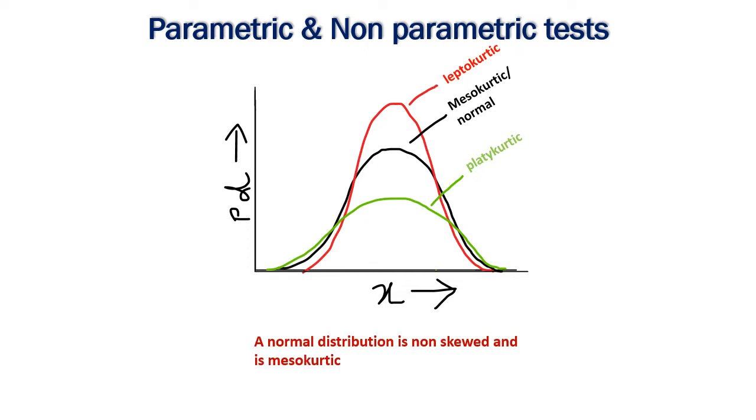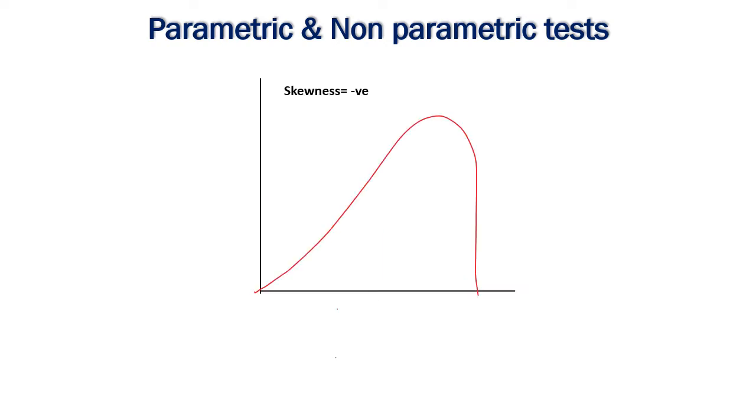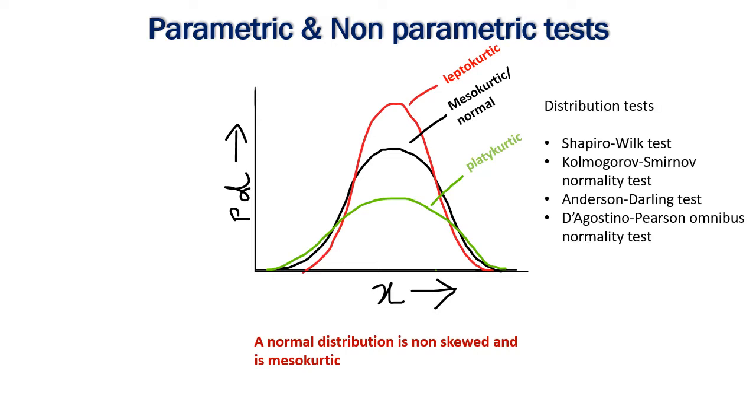So also, a normally distributed curve should have no skewness. Skewness could be either positively skewed or negatively skewed. So coming back to our normally distributed curve, we can run a couple of statistical tests to check if our data set is normally distributed.